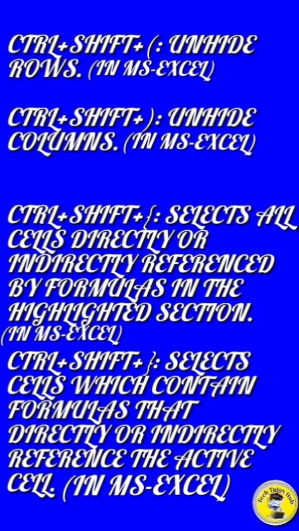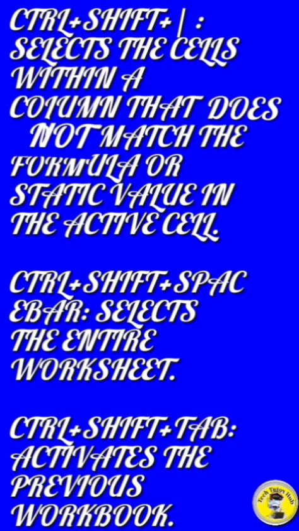Control Shift with open curly selects all cells directly or indirectly represented by formulas in the highlighted section in MS Excel. Control Shift with close curly selects cells which contain formulas that directly or indirectly reference the active cell in MS Excel. Control Shift with pipe selects the cells within a column that don't match the formula or static value in the active cell in MS Excel.